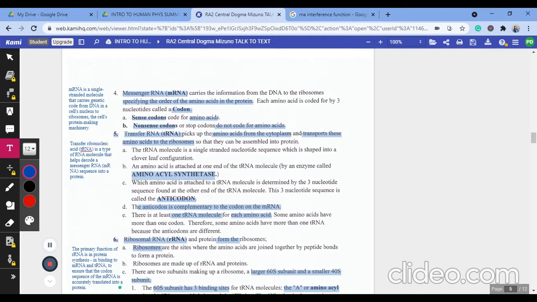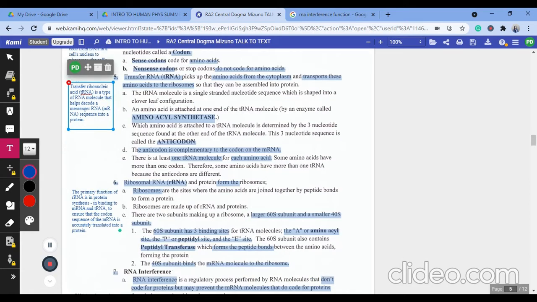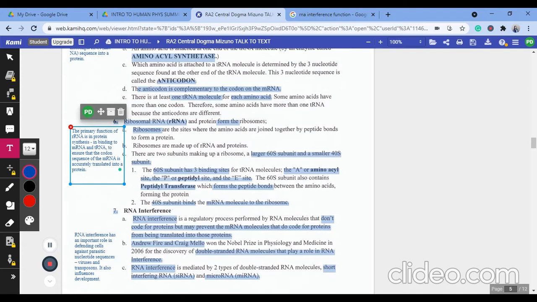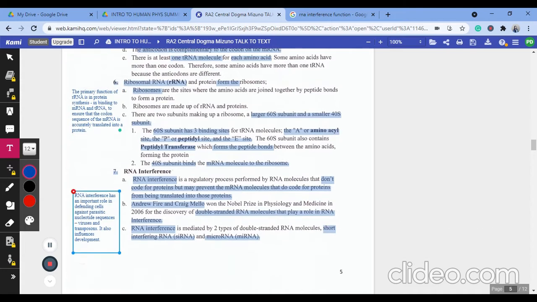And the transfer ribonucleic acid, or tRNA, is a type of RNA molecule that helps decode a messenger RNA, or mRNA, sequence into a protein. And the primary function of ribosomal RNA in protein synthesis is to bind the mRNA and the tRNA to ensure that the codon sequence of the mRNA is accurately translated into the protein.